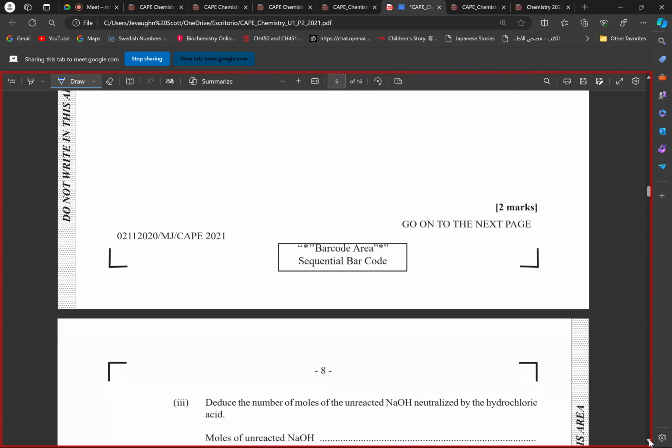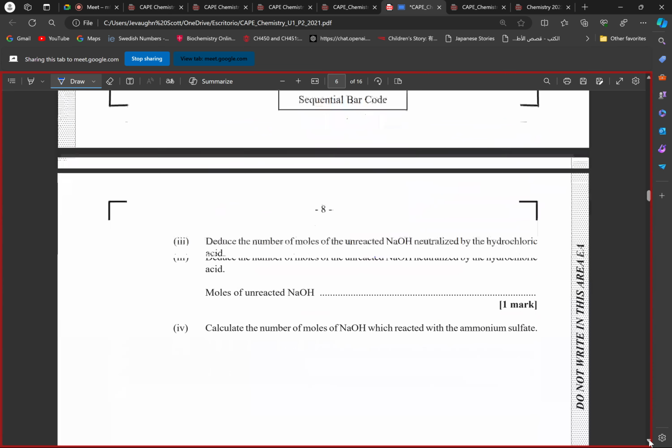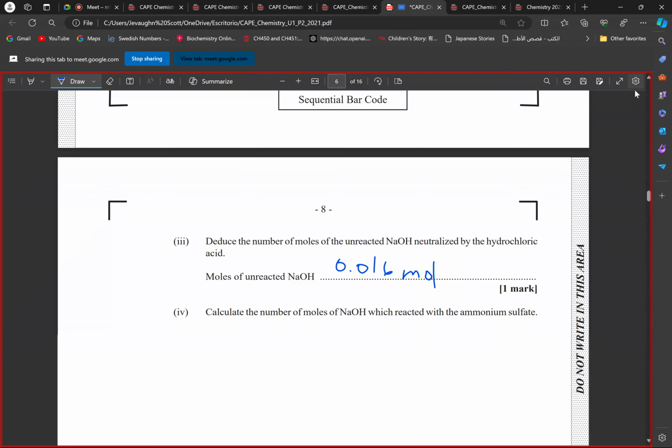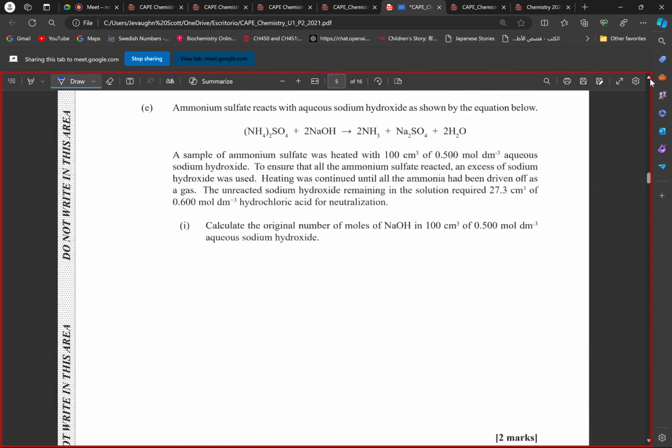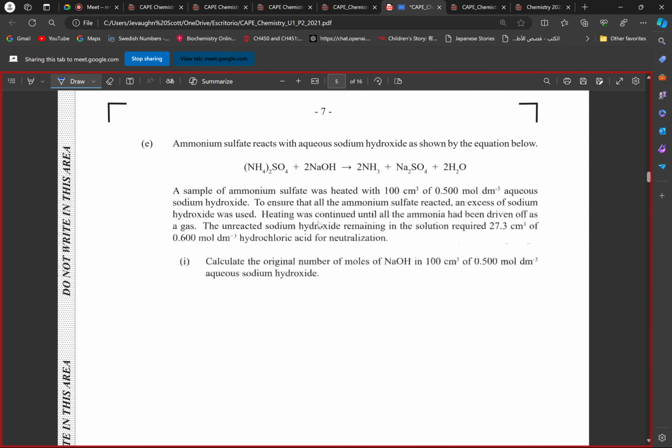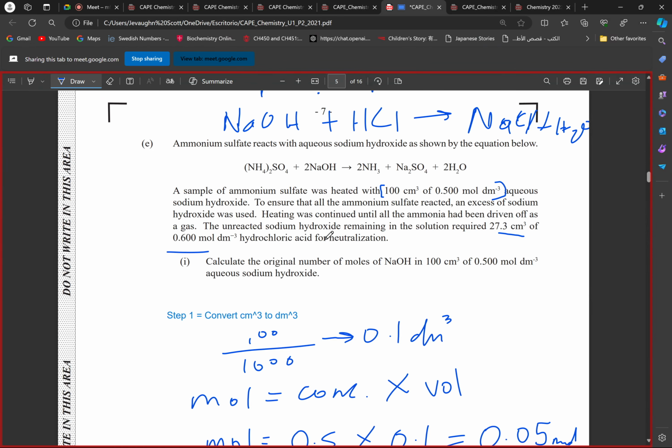And now what we're looking at is calculating the number of moles of sodium hydroxide which react with ammonium sulfate. So that's where we are. Let's go. Who has this done? What would we do now? So we need to know how much sodium hydroxide reacts with ammonium sulfate. So what's happening here? What would we do?